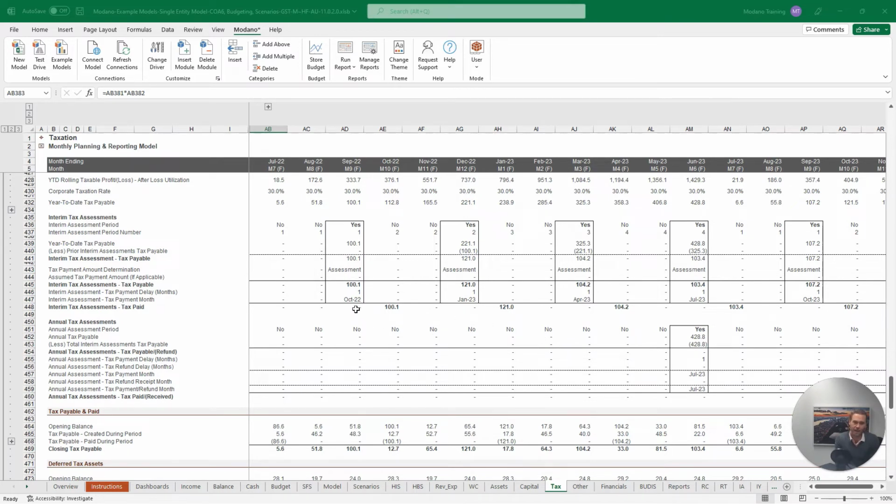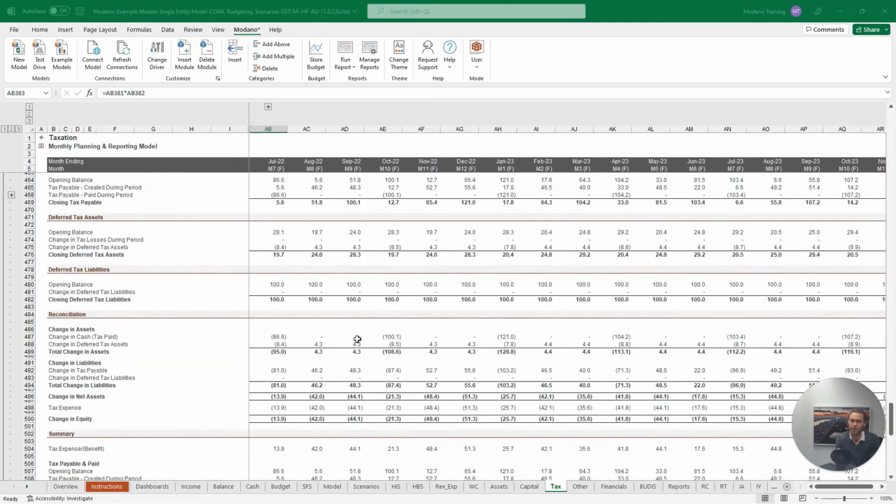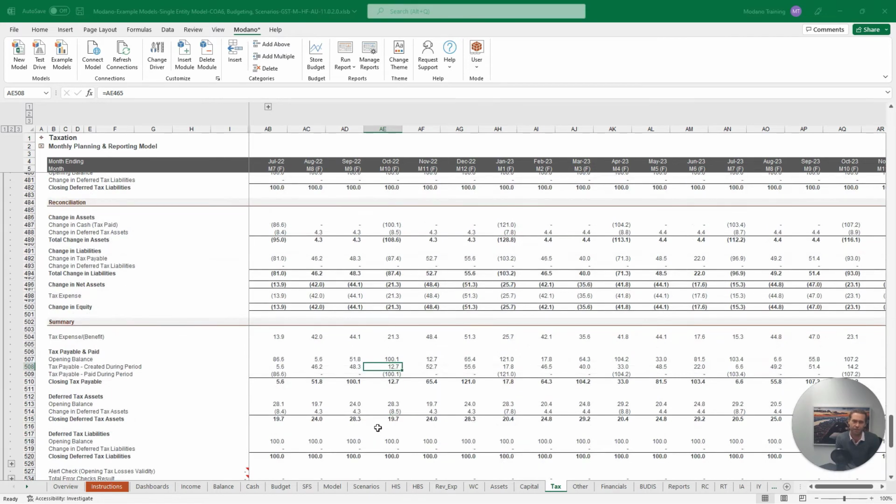The end product of all these calculations is forecast tax expense, which is reported in the income statement, tax payable and deferred tax assets and liabilities reported in the balance sheet, and tax paid reported in the cash flow statement, as shown in the reconciliation and summary sections at the bottom of the sheet. Looking at October 2022 as an example, we can see we have a tax expense of 21.3 and a closing tax payable balance of 12.7, resulting from the 100.1 quarterly tax payment and 12.7 of tax payable created during the period. We then have a closing deferred tax assets balance of 19.7 and finally a deferred tax liabilities balance of 100.0.